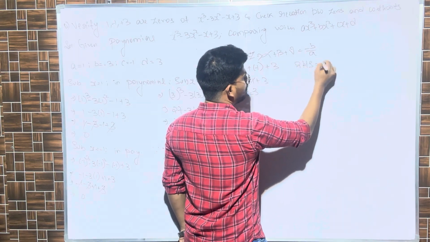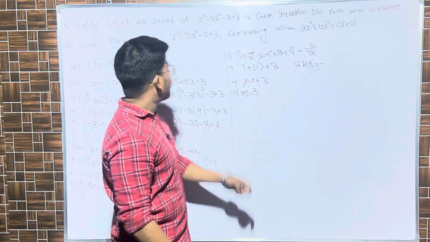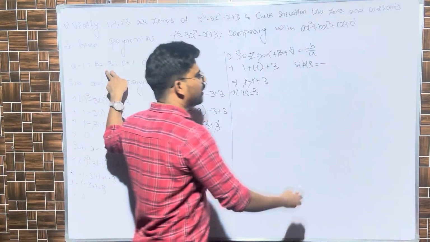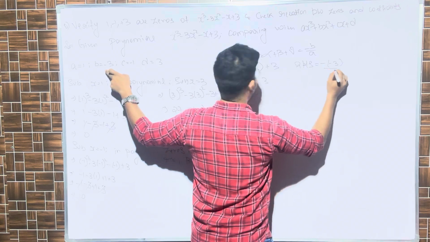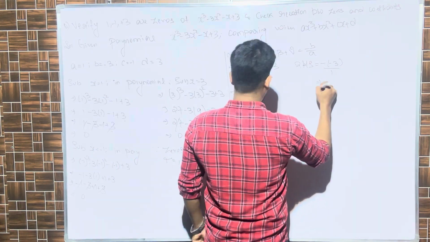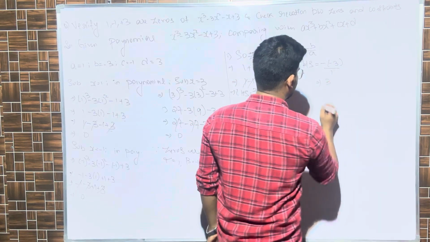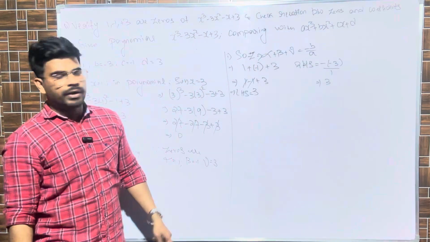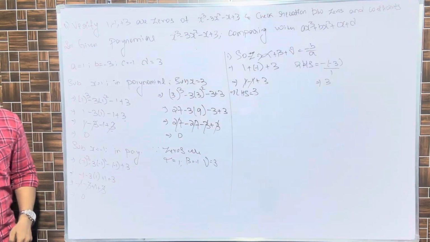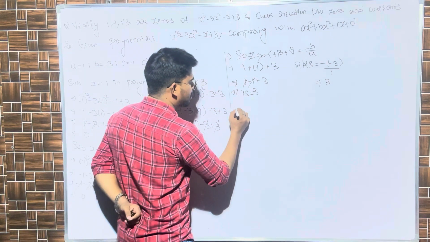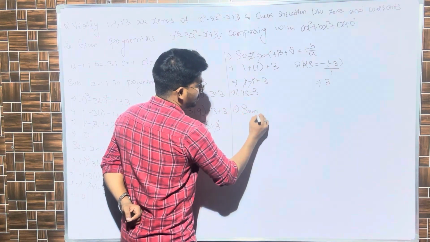Let us check. Minus b by a. Minus is there. What's the value of b? Minus 3. Minus of minus 3 by a, which is 1. Minus of minus is plus, 3 by 1, which is 3. Both of the terms are equal. Now we confirm the relation between zeros and coefficient. First completed. Next, sum and product.